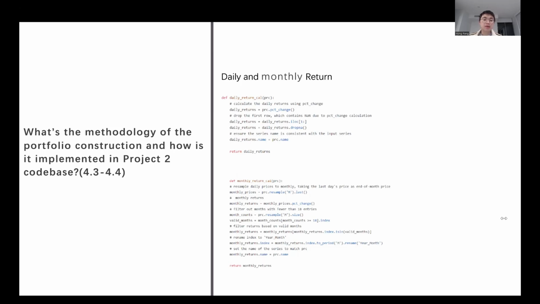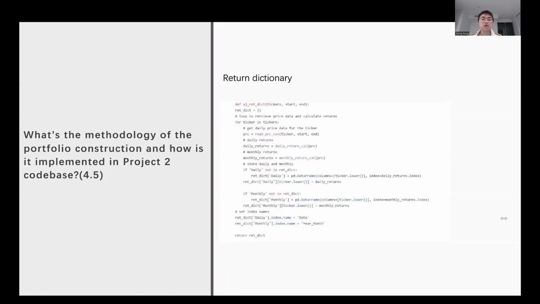Finally, we combine these functions into a function, adjust return dictionary, that generates an earning dictionary. We have the function perform the step of reading the price data for each stock symbol, calculating the daily and monthly returns, and storing the daily and monthly earning data in the dictionary.